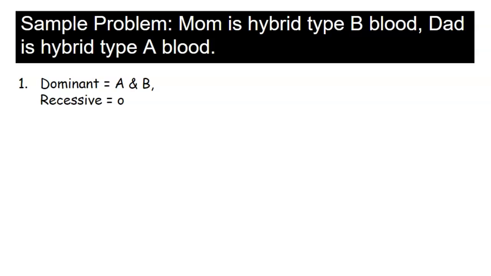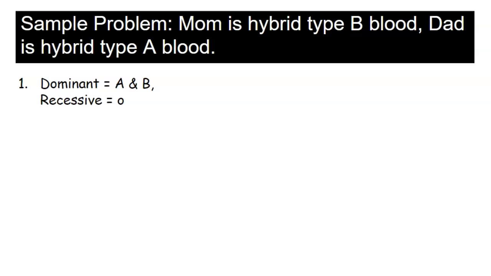Here's a problem. Mom is hybrid type B blood and dad is hybrid type A blood. Okay? So we always start, what are our dominant genes? What are our recessive genes? Our dominant genes are always A and B. Recessive is always O. It doesn't matter if mom doesn't have an O or dad doesn't have an O. We still write that no matter what in these problems: dominant is A and B, recessive is O. So that first step's always going to be the same for these types of problems.